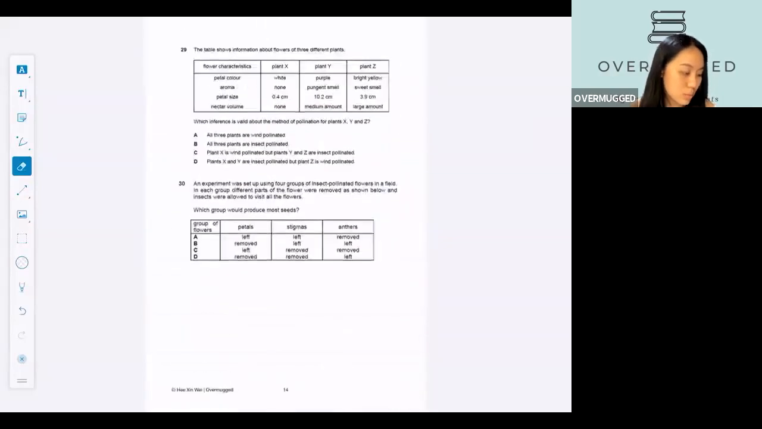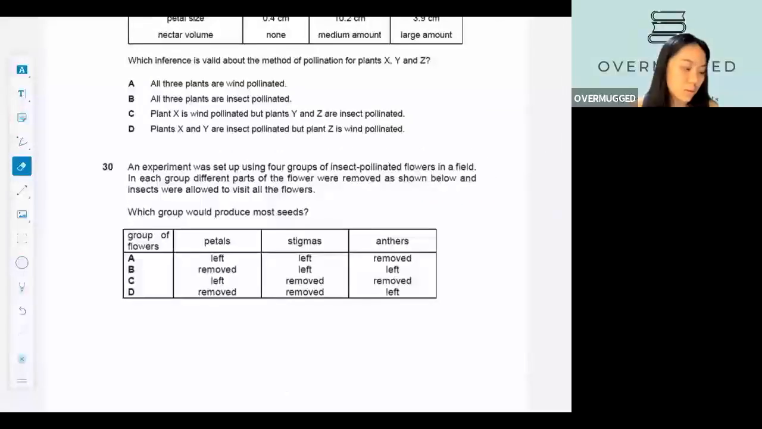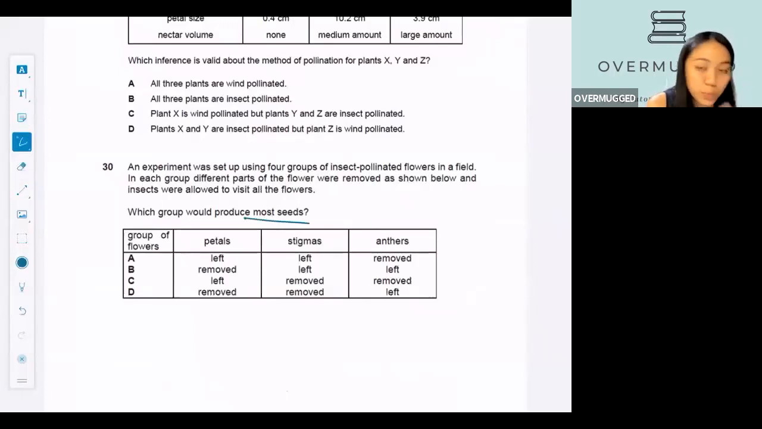Question 30 is asking which one will produce the most number of seeds. How do you produce seeds? Through fertilization, right? In plants, your ovule becomes seeds and your ovary becomes fruit. The first thing is that the stigma cannot be removed, because the stigma is where it receives pollen grain. So C and D are definitely wrong.